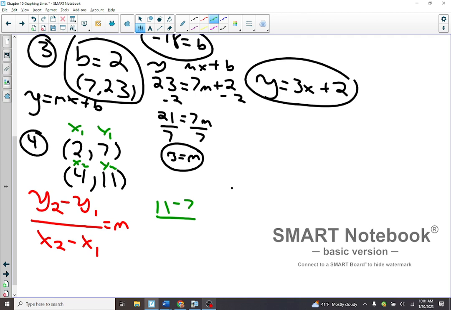So that's something you need to know. All we do is 4 minus 7, 4 minus 2, divide it, and then we're done. 4 over 2 equals M. So 2 equals M.